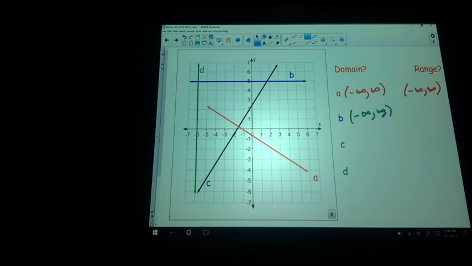Okay, what's going on with my range? Yeah, it's just 5. It doesn't do anything else. That's the only y value you get. Your only output is going to be 5. Okay, let's see what else we can do here. All right, letter C. That black line. It's going to go forever left, right? Is it going to go forever up, down?